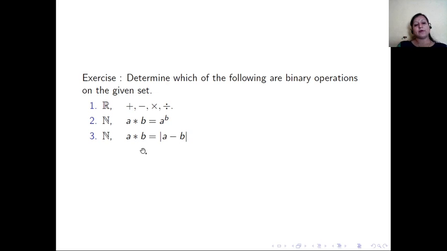For third example, set of natural numbers is given and the operation star is defined as a star b is equal to modulus of a minus b. Here also, if we consider two elements a and a, then a star a is going to be modulus of a minus a, which is 0, and 0 is not a natural number. Hence, the star operation also is not a binary operation on set of natural numbers.